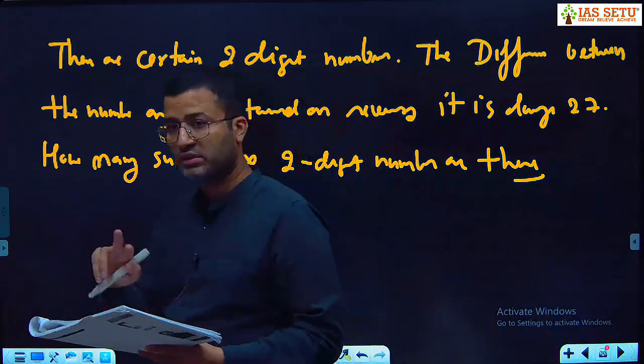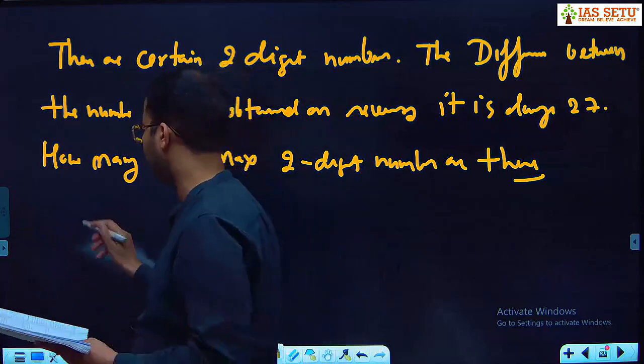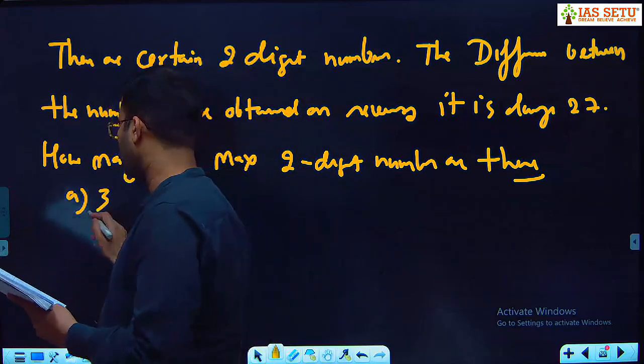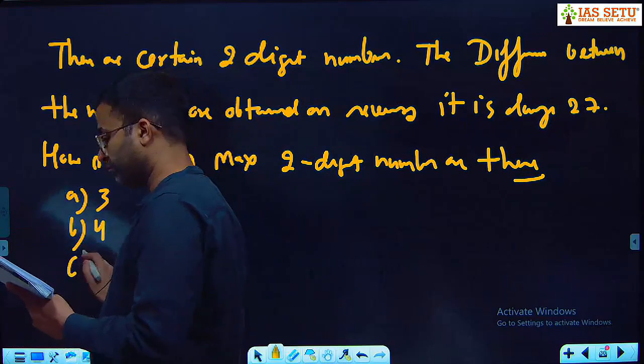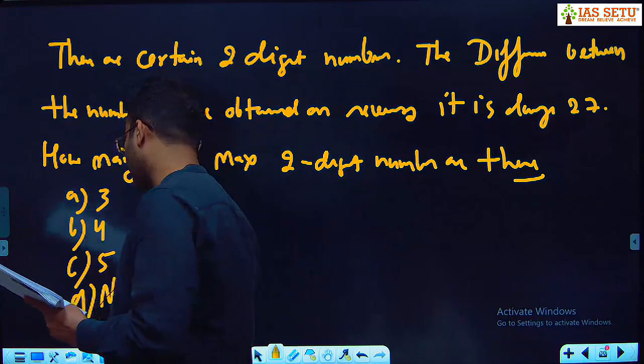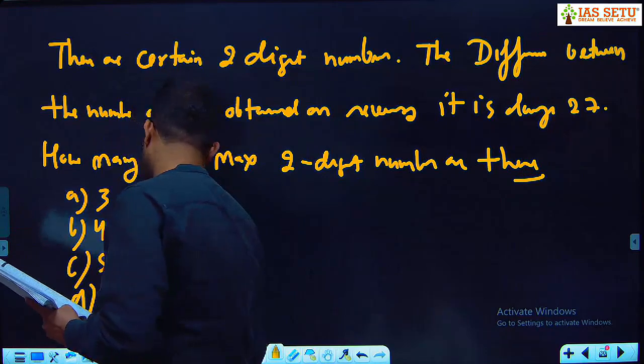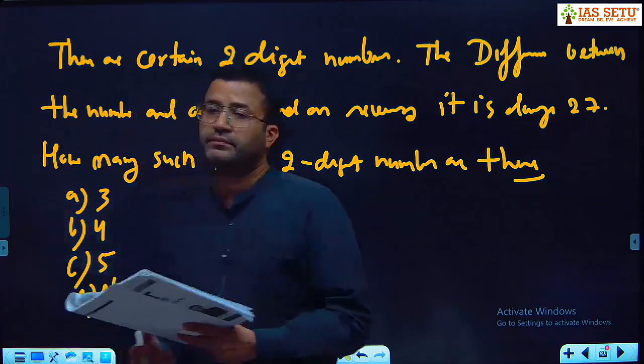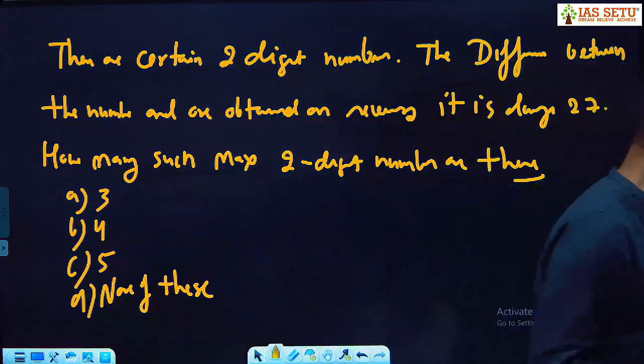So reverse करने से difference 27 आना चाहिए. Answer options given: option A 3, option B 4, option C 5, option D none of this.